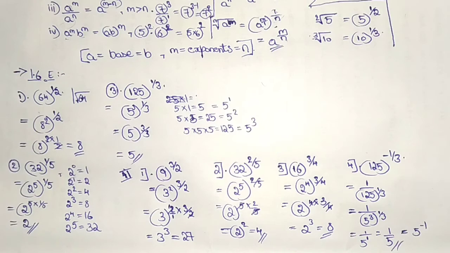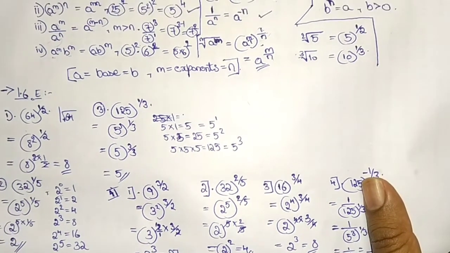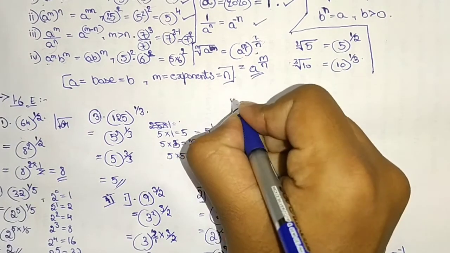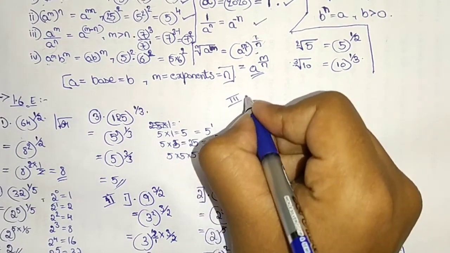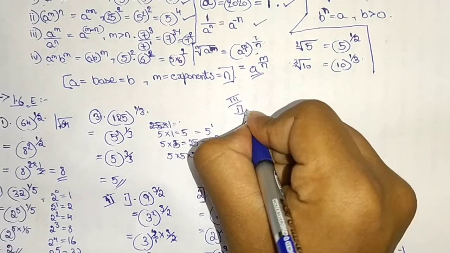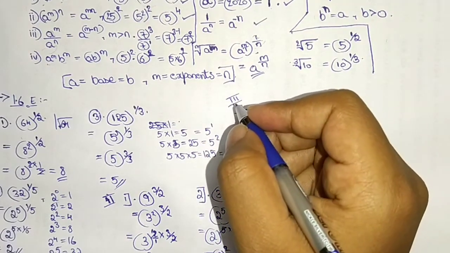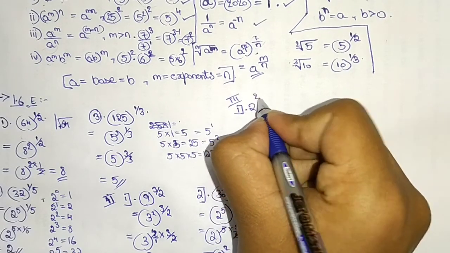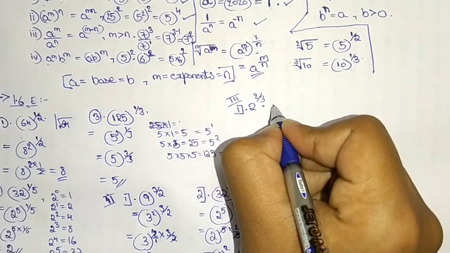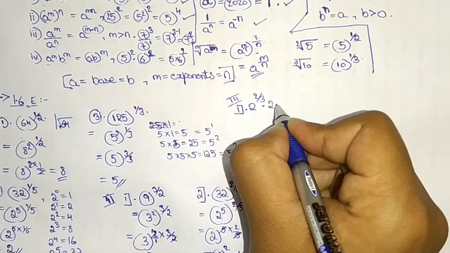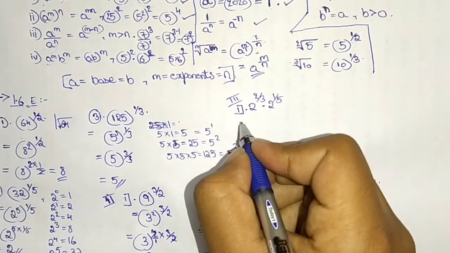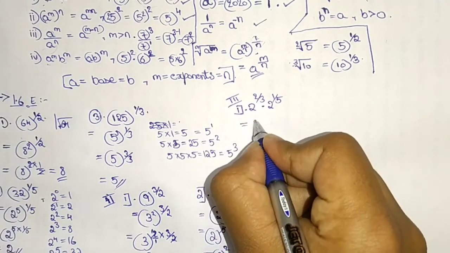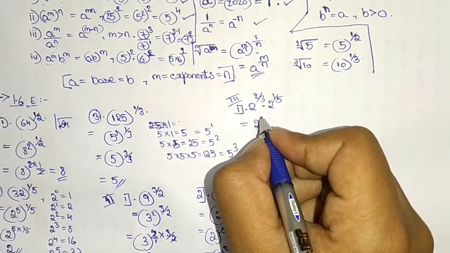I hope you guys got it. Now, third main, we are dealing with third main. First question. 2 power 2 by 3 into 2 power 1 by 5. A power m into a power n, what is that? A power m plus n.